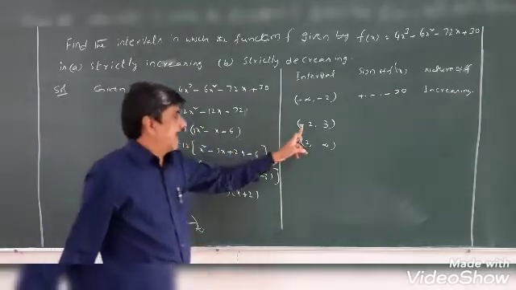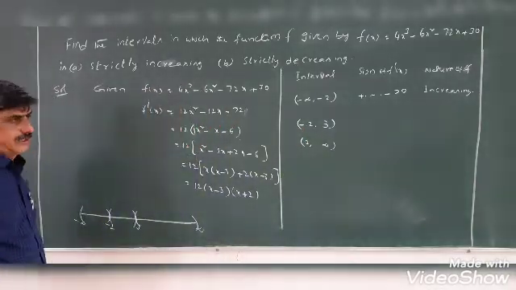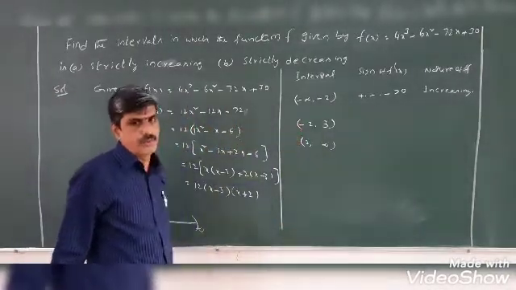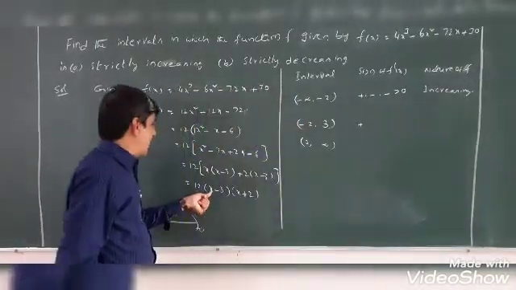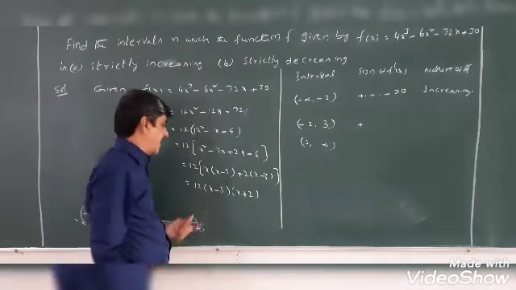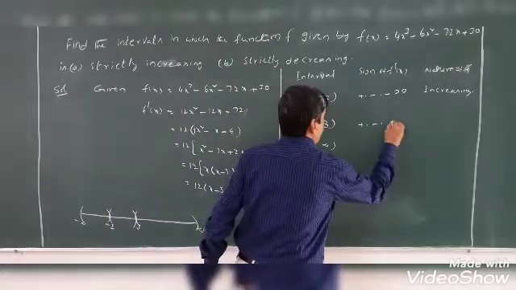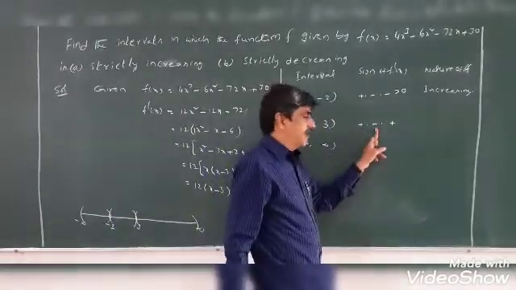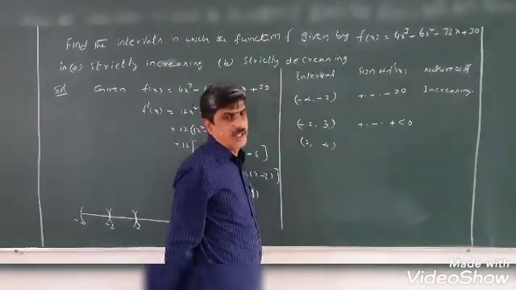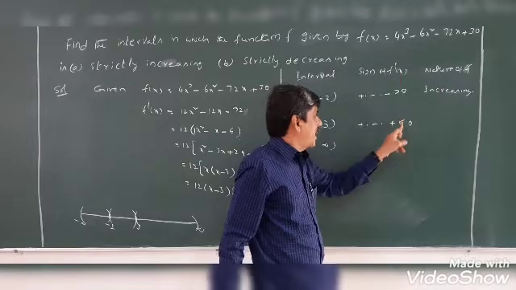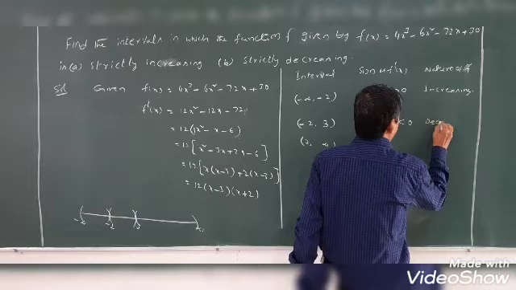Now take the interval minus 2 to 3. In minus 2 to 3 also there are infinitely many real numbers. One of the numbers is 0. So 0, if I am writing, 12 is plus. If I am writing in the place of x equal to 0, 0 minus 3 is minus, 0 plus 2 is plus. So plus into minus, minus into plus, minus. So minus means less than 0. So the sign of f dash x is less than 0, which means the nature of the function is decreasing.